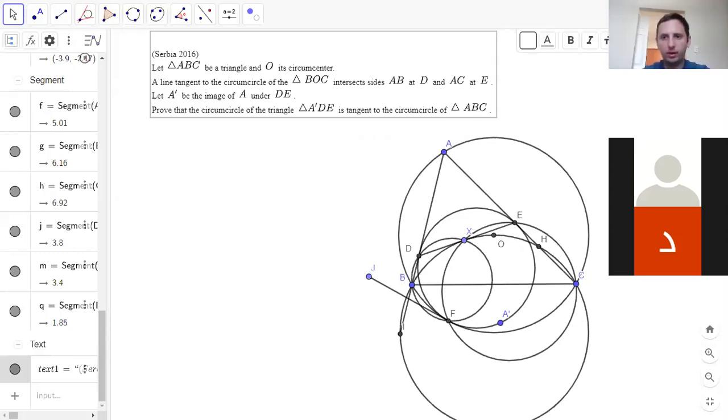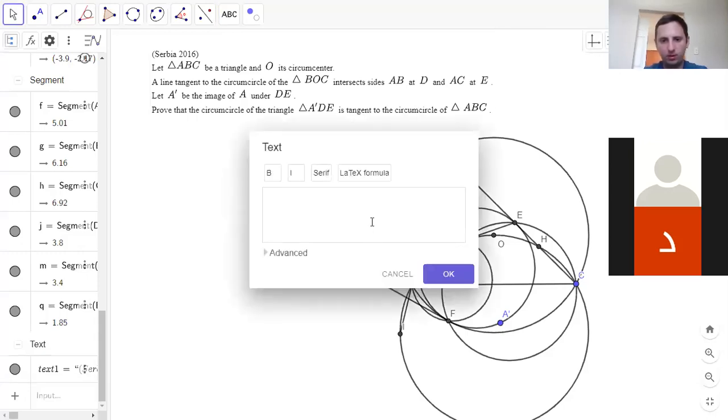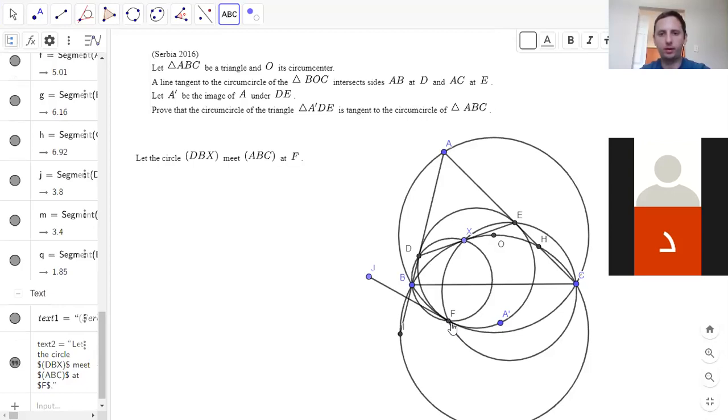And so we have, let the circle DBX meet ABC at F. And then we want to show F is the common point of tangency. So first we're going to show CEXF is cyclic. Did we even need that, CEXF was cyclic? I'm not even sure if we needed that. Let's look at the angle chase. So you have XCB here. Okay, so we do need it. Okay. All right.